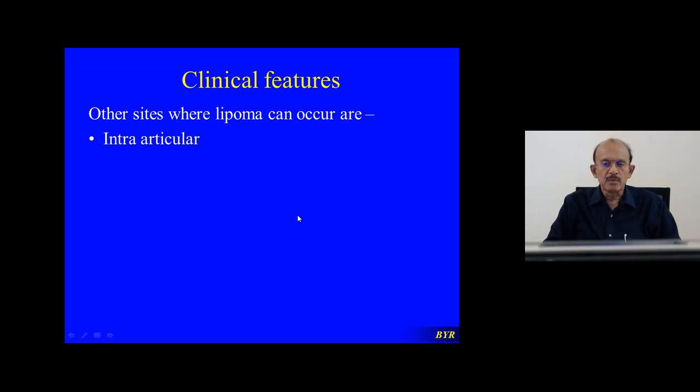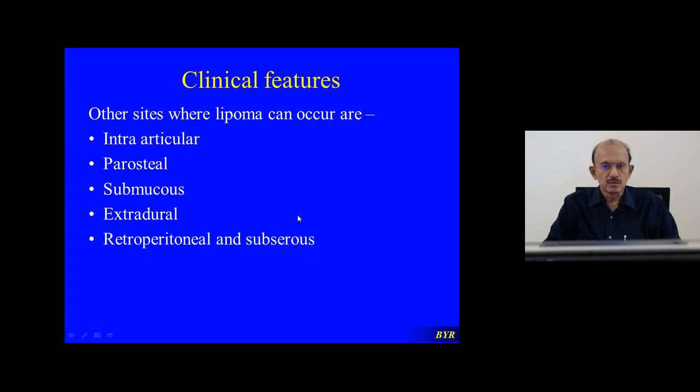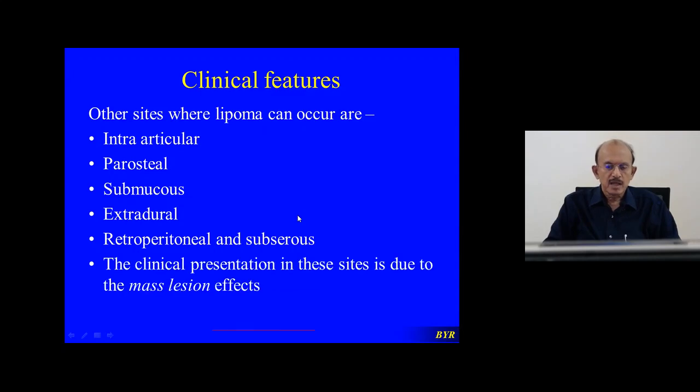Other sites where lipoma can occur are intra-articular, paraosteal, submucous, extradural, retroperitoneal, and subserous. The clinical presentation in these sites is due to the mass effects of the lesion.